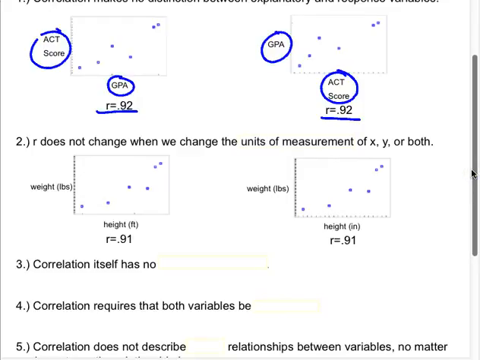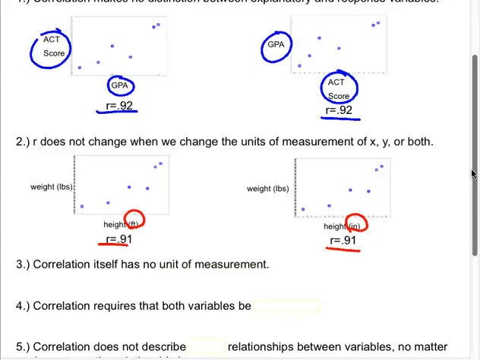Correlation does not change if you change the units of measurement. Okay, so here, notice I'm measuring height in feet. Here I'm measuring the height in inches, okay? But notice that strength, once again, is exactly the same. The way that I measure it is not impacting the relationship, okay? It's just changing the units with it, but the relationship is still just as strong.